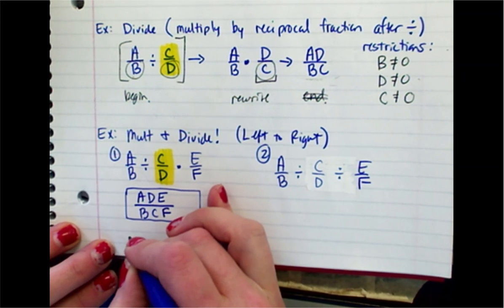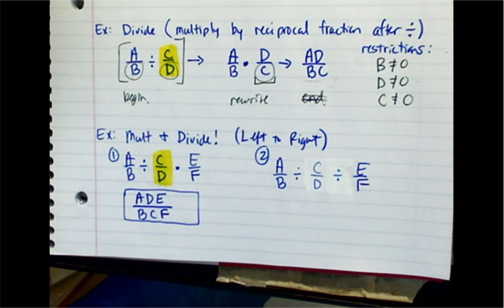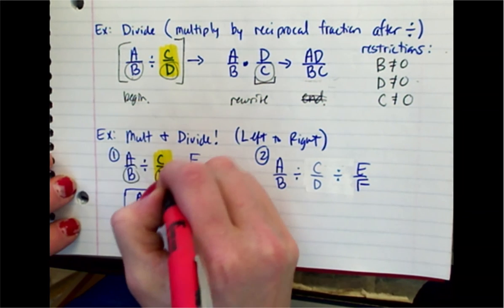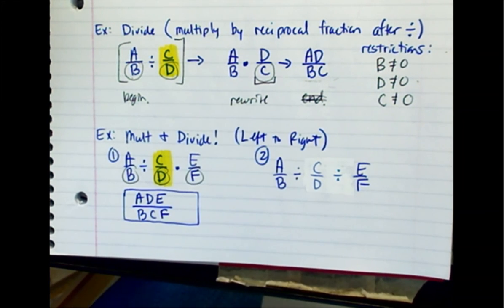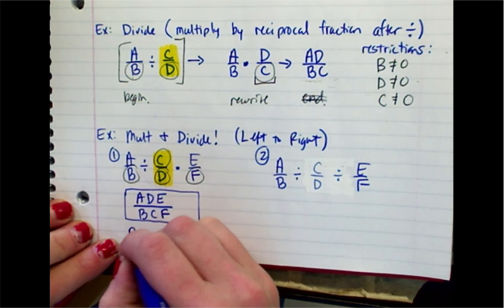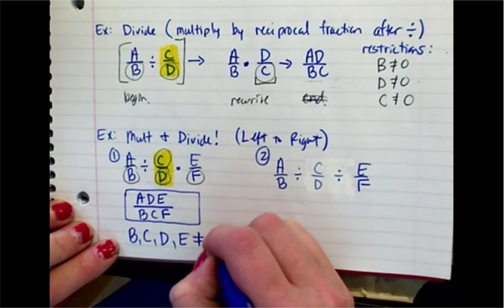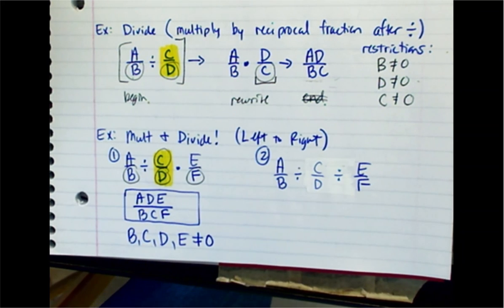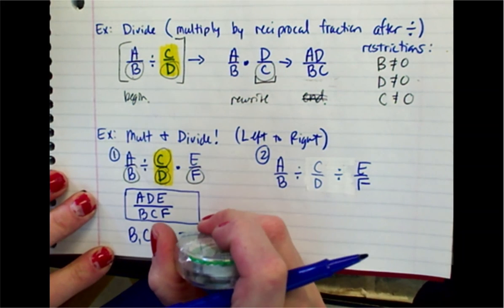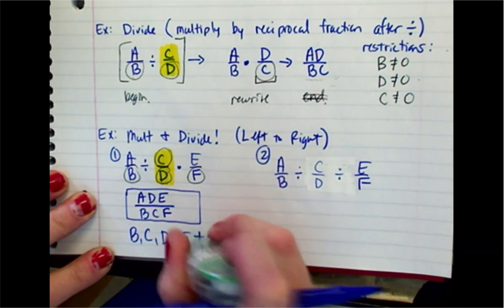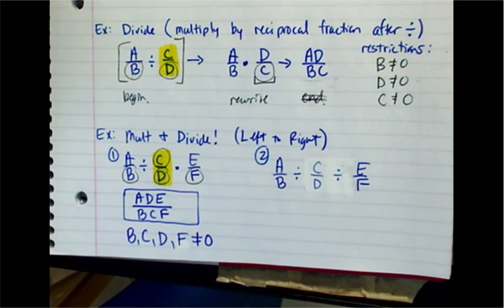Okay, what can't be 0? Okay, I like to circle them. It helps me see. Oh yeah, look at that divide piece. I got to take that one also. So B, C, D, E can't be 0. Oh, F, because I can't. F. Yes. All right, guys.